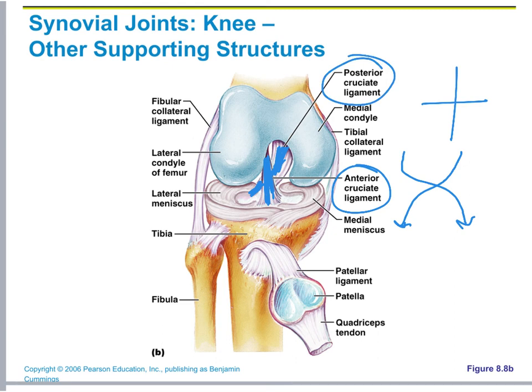You also get a view of the meniscus here, which are these cartilage pads that possess this crescent moon shape and sit on top of the tibia. Again, they act to reduce friction.